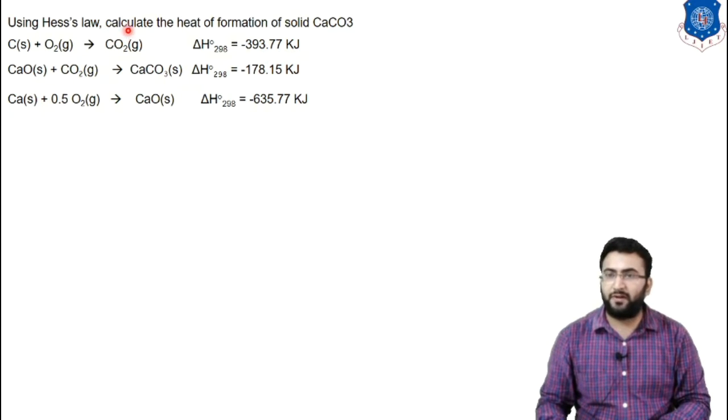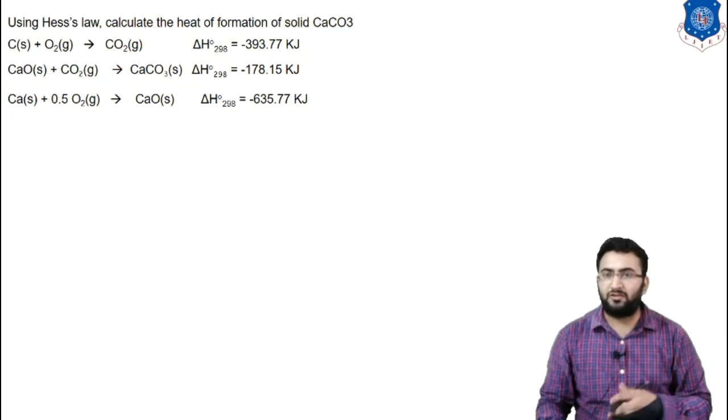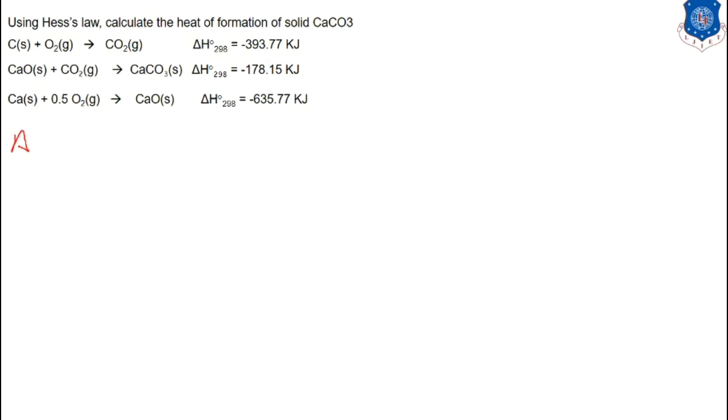The heat of formation for CO2 and CaO is already given, so we can easily find out the heat of formation for CaCO3 using Hess law. So apply the Hess law equation to this numerical. The Hess law equation is given by delta H naught of total reaction is equal to summation of delta H naught of the product minus summation of delta H naught of the reactant.